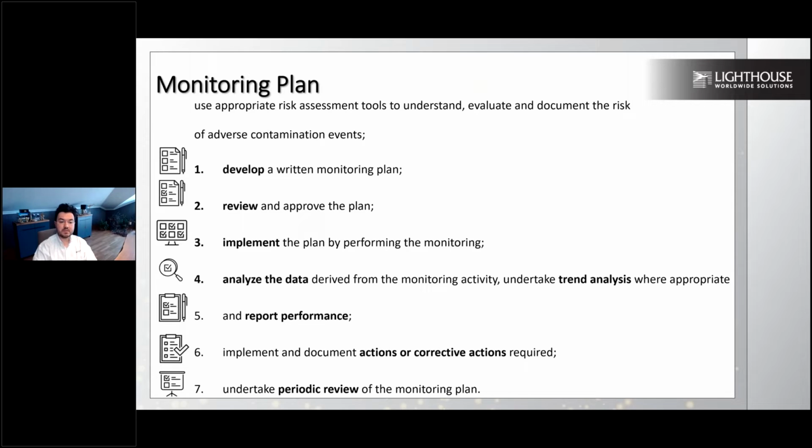Number 7 is to undertake a periodic review of our monitoring plan. Unfortunately, most of the monitoring plans that are in place in most of our cleanrooms have never been reviewed during the process. And we have been seeing this problem in many locations. Even when the structure in our cleanroom changes and new issues arise, we're not really updating our monitoring plan, so the results are not always matching the final requirements from our cleanroom.